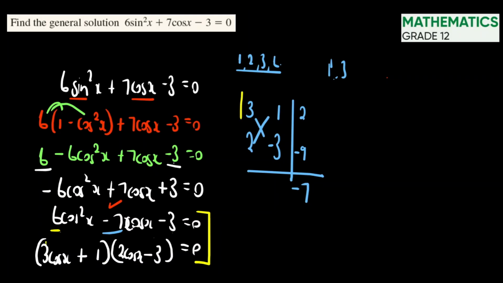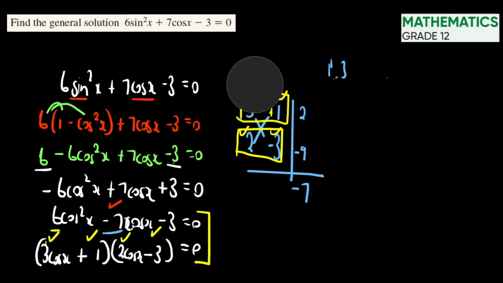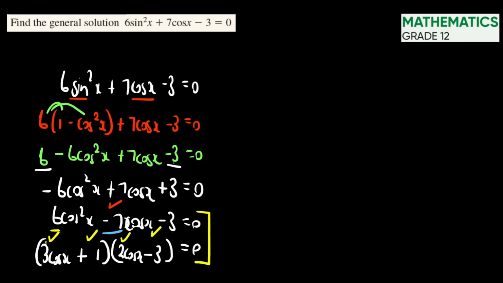So I take these values as they are. These will be my factors. As you can see, 3 corresponds to 1, and there's a positive sign since there's no sign there. It's 3 and positive 1, and positive 2 and negative 3, and then you would have found the factors. This is one of many ways of doing it. So let's continue. We have 3 cos of x plus 1 is equal to 0.